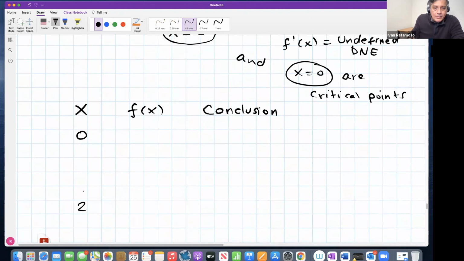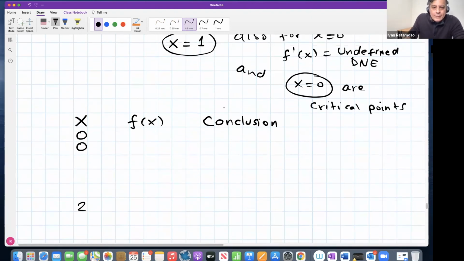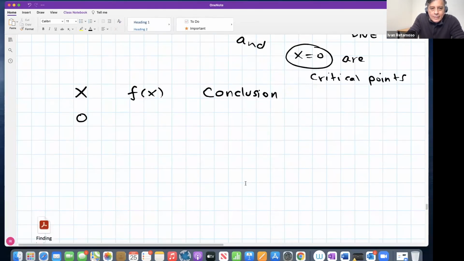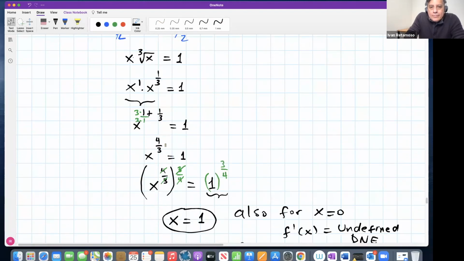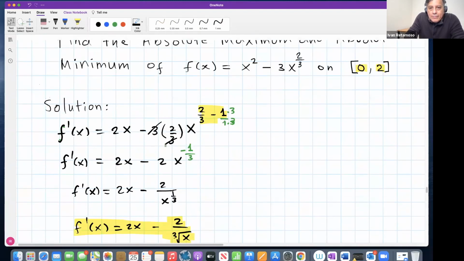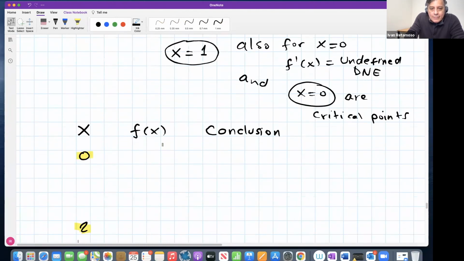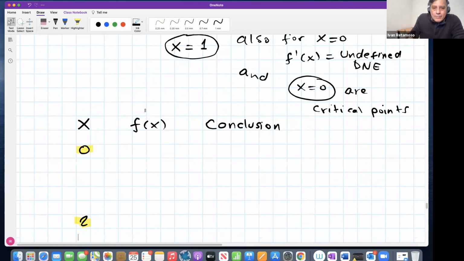Leave some space in between for the critical points, 0 and 1. Okay, and now be careful here. We said 0 and 2 were the endpoints, and we can highlight them so you will remember. Now, in between, we write the critical points, but be careful there. Make sure that they belong there. For example, 1, is it between 0 and 2? Yes, it's there. 0 is also between 0 and 2, but it's already there. So only 1 should be included. You agree, guys? Only 1, because 0 is already there.